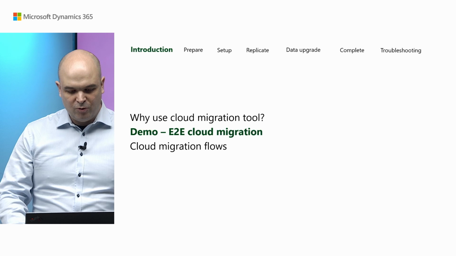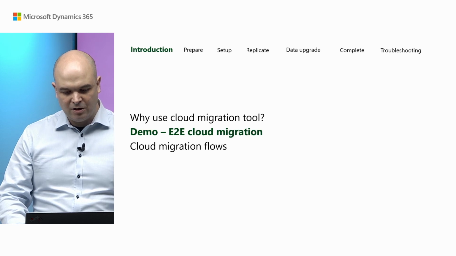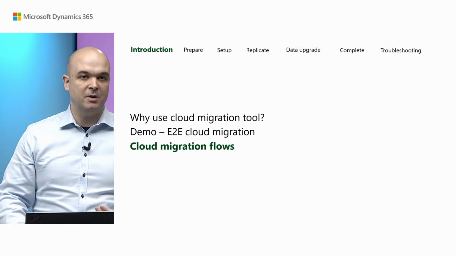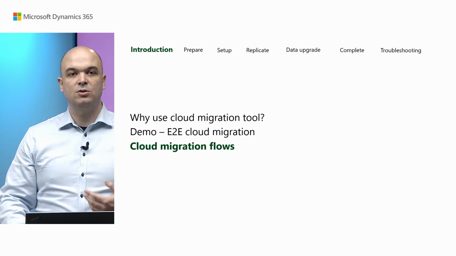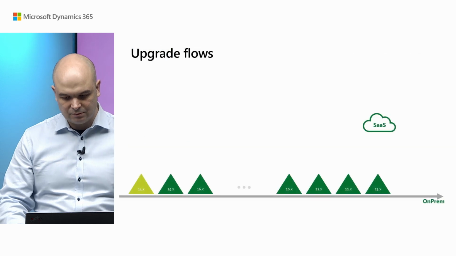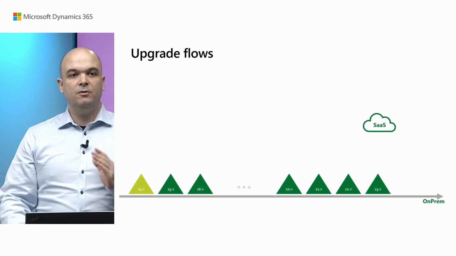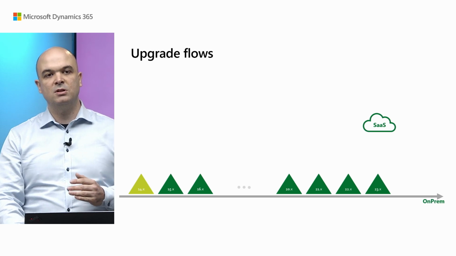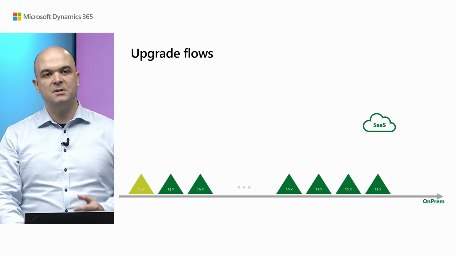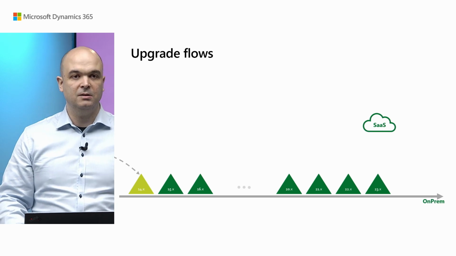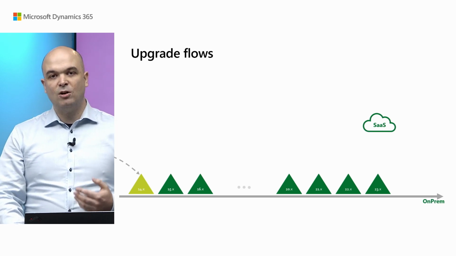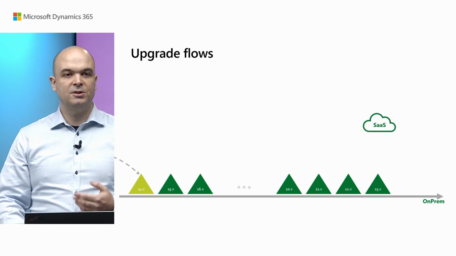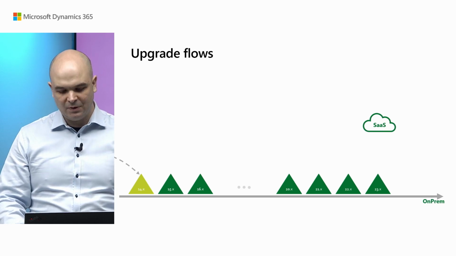Okay, so that was all for the demo of the end-to-end cloud migration. The last topic for the introduction is what are possible migration paths that you can use for the cloud migration. If you're planning to do the SaaS cloud migration and the customer is on a version that is before 14, the first step is to upgrade to 14. 14 is the lowest version that we support for direct on-prem upgrade or for the direct cloud migration.